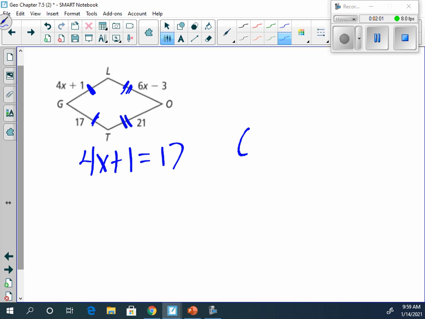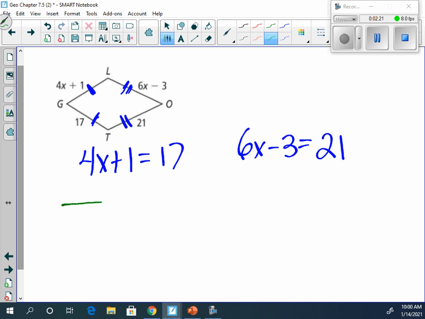Those lengths are going to be congruent. We also know that what? 6x minus 3 is going to equal 21. Does it matter which one I solve for? Or which one of these equations I solve? No, because the value of x should be the same.